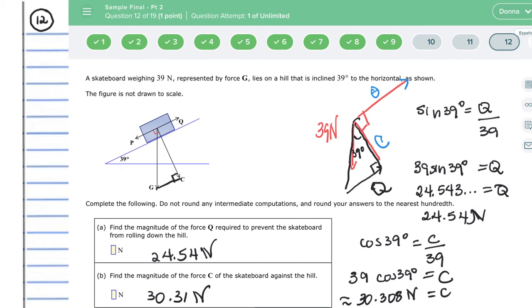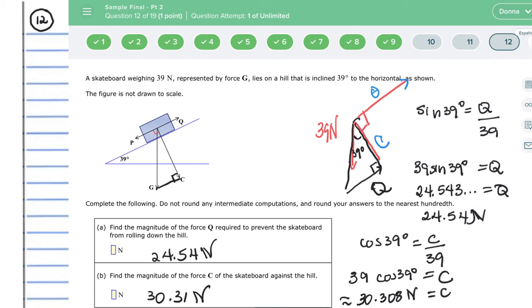For this problem, there are going to be times where they will give you C and ask you to find Q and G. So you have to be careful. Depending on what they give, that will change the nature of the trig function you use. But the angle of inclination will always be this angle here.